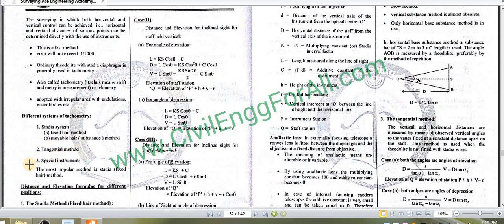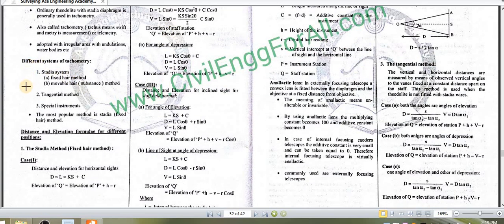Some special instruments are also available by which you can perform your tachometric surveying. So these are the different methods which are available in tachometric surveying. Now we have various equations and formulas based on which we can calculate your distance as well as your vertical angle, or your vertical distance.